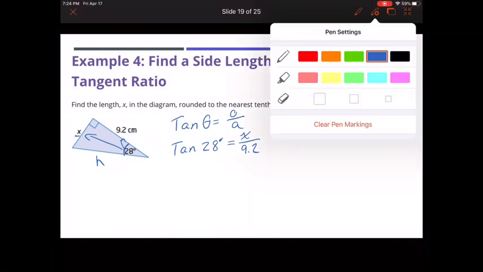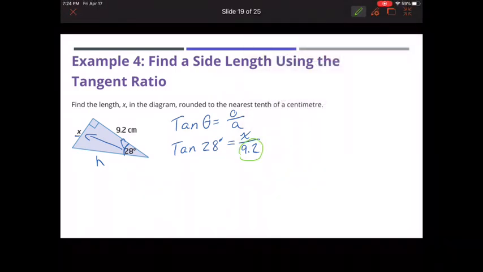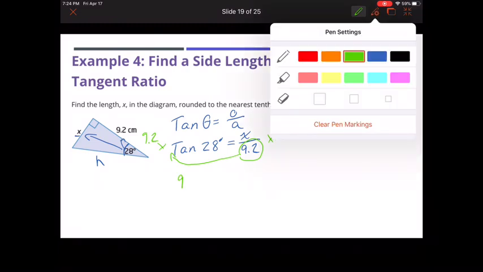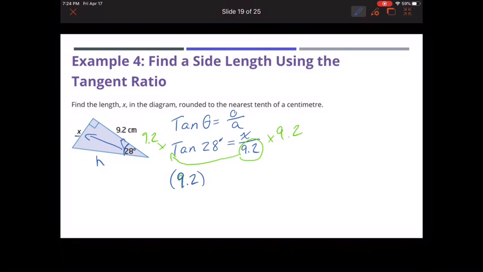Again, all of these skills we talked about at the beginning of the year come in so handy. We've got to figure out how to move the 9.2 length. Because we're isolating x, and because we're dividing x by 9.2, we need to either times by 9.2 on both sides, or switch it to the other side and change the direction, going from dividing to multiplying. Two ways to think about it, but we both end up with 9.2 times tan 28 degrees.